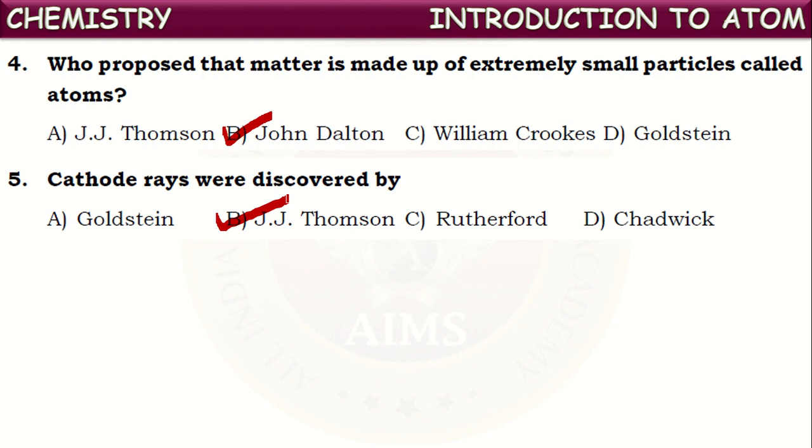Isn't it? We have studied about this. When high voltage is applied through a gas taken at very low pressure in a discharge tube, then certain particles are emitted from the cathode side and moved towards the anode side, and they made scintillations on the screen kept at the backside of the anode. So he called those particles emitted from the cathode side as cathode rays. Okay, that was done by J.J. Thomson by the discharge tube experiment.